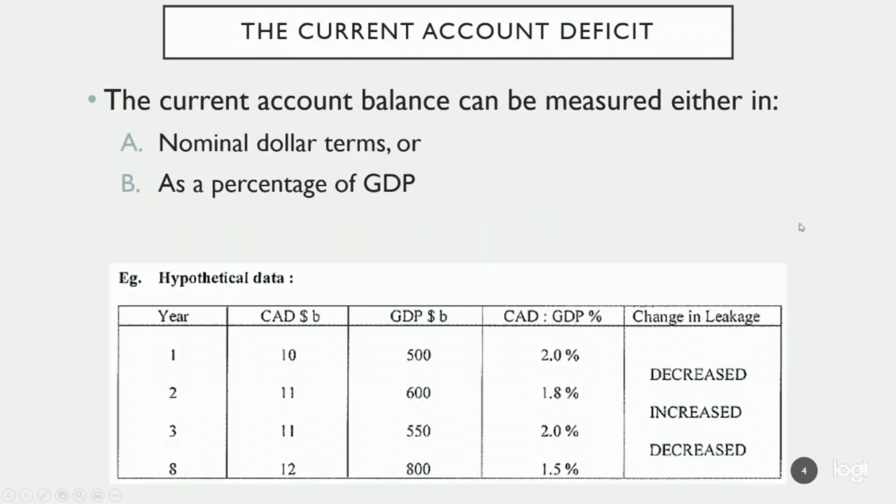It's important to note that the current account balance can be displayed in two types of ways. We can look at it in nominal dollar terms, which is what we're seeing in this column here. And it can also be expressed as a percentage of GDP. So we weigh up the nominal values of the current account balance with the nominal value of GDP, and we just simply derive a percentage here. And then if we're tracking the percentage changes over several years, we can tell if the current account deficit, or current account balance, I should say, is increasing or decreasing over time.